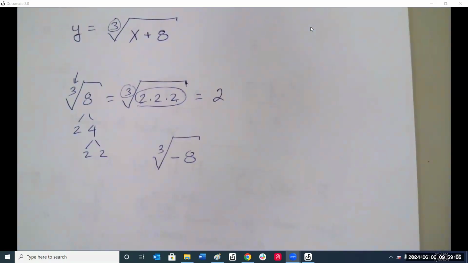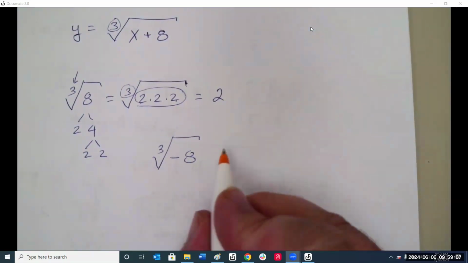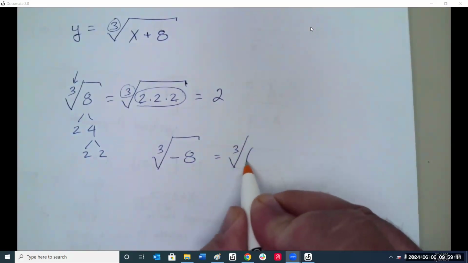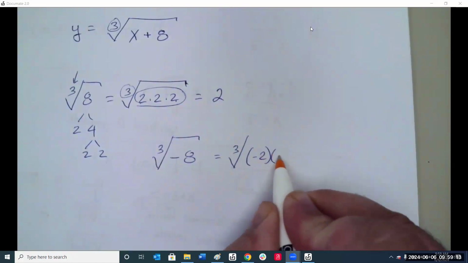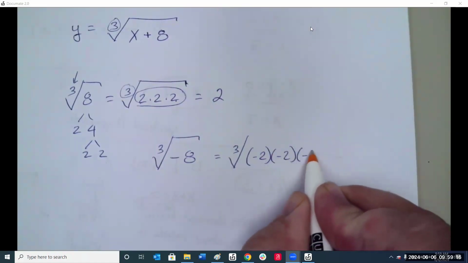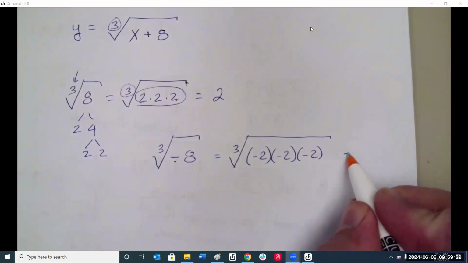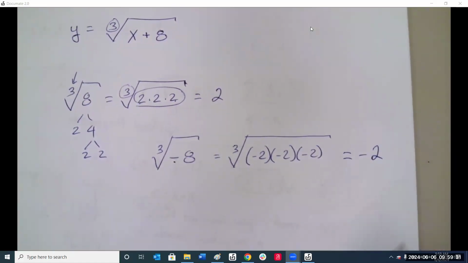Can I do that? Since I have an odd number of negatives, that answer is negative. So my answer here is -2. What does that tell us?